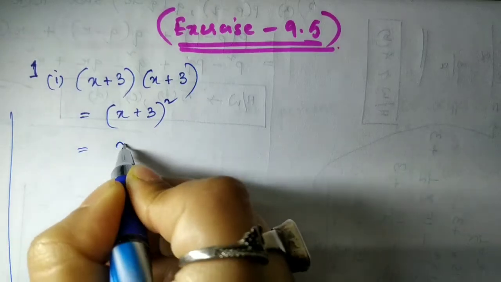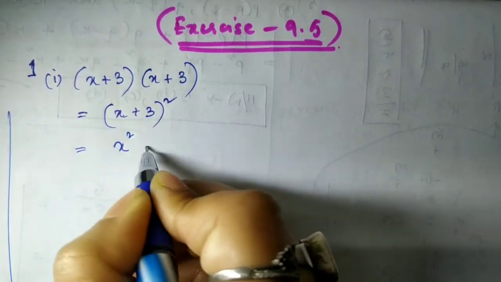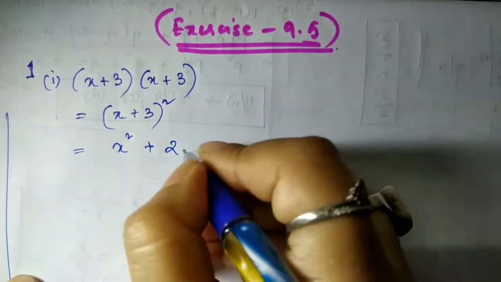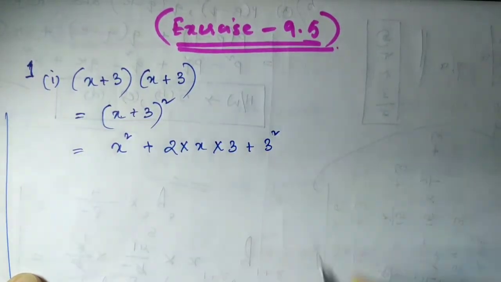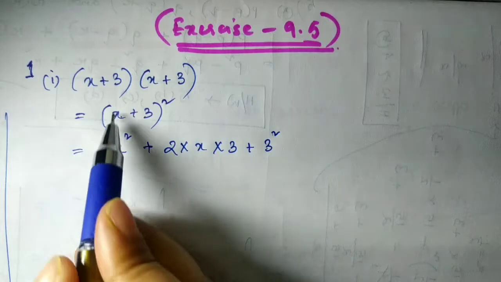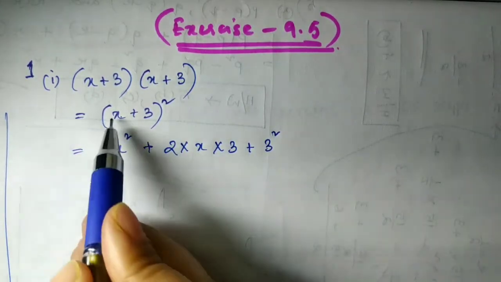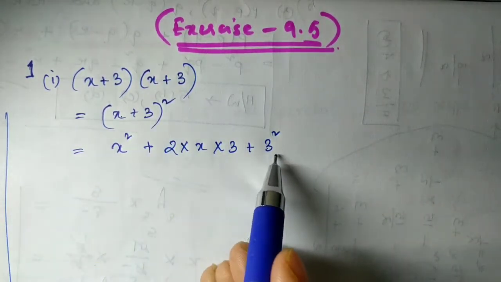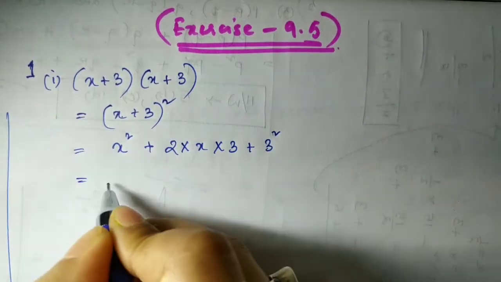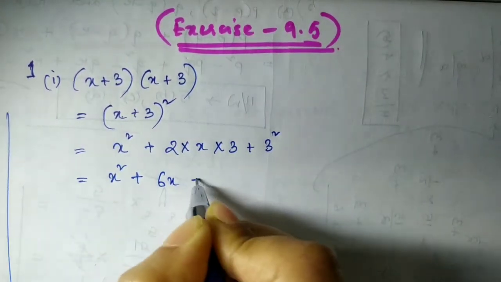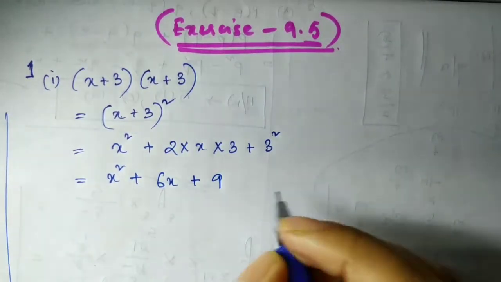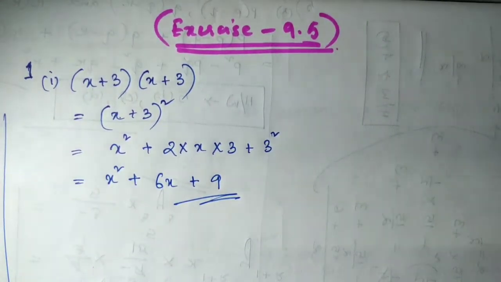That means a square, this is the a, this is the b, plus 2ab plus b square, isn't it? So this is the form a square plus 2ab, because this is the a, this is the b, and plus b square. Now we'll just simplify this. x square plus 2 3s are 6x plus 3 square is 9. No like terms are here, so this is my solution.